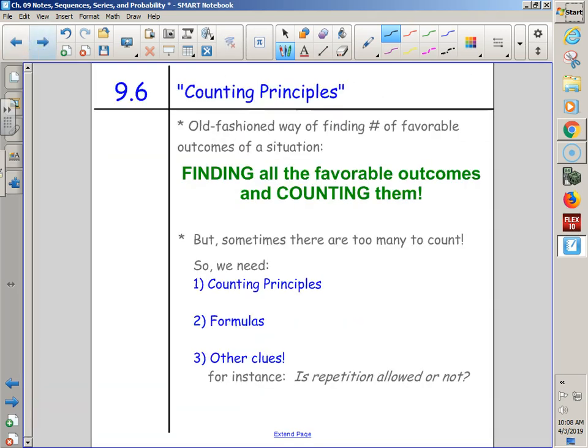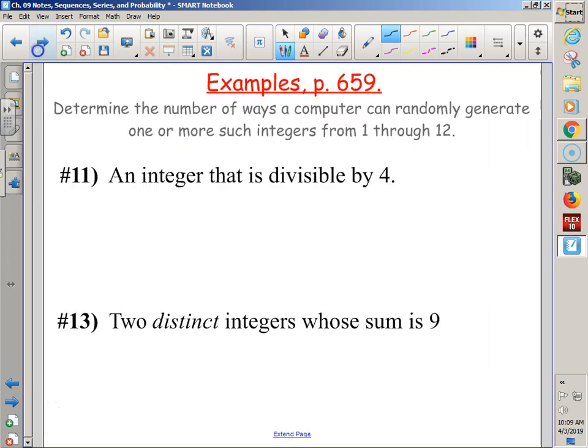But sometimes there are just way too many to count. Way too many to actually list out all the different possible situations and count up which ones work. So, in order to help us to that end, like you just saw me do with the branching, or with the blanks, there are some counting principles we're going to see. There are some formulas, and there are some other clues like, can we repeat or not? Are we replacing or not, etc. So let's start off with one of the easy ones that we can count up.